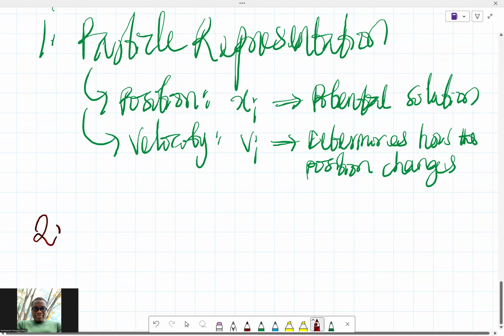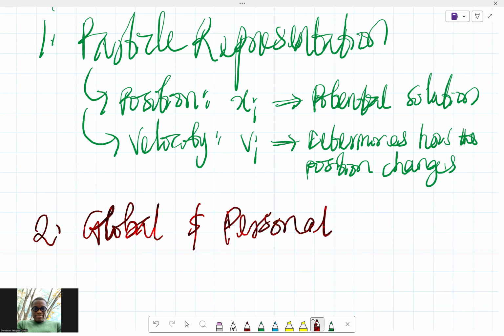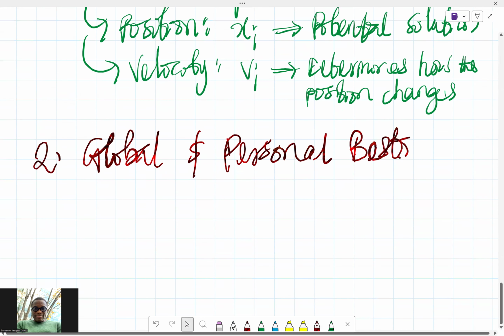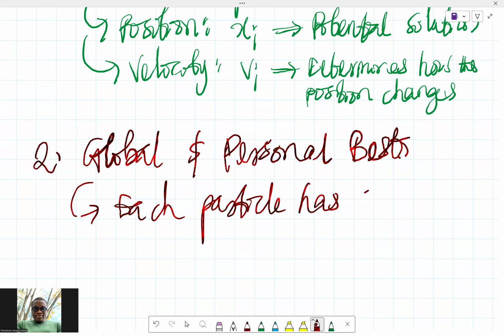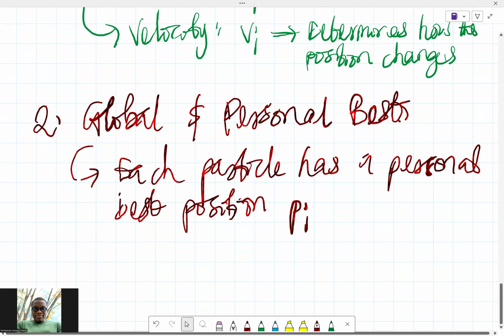Number two, another key concept is global and personal bests. Each particle has a personal best position, pi, where it has found the best solution so far.